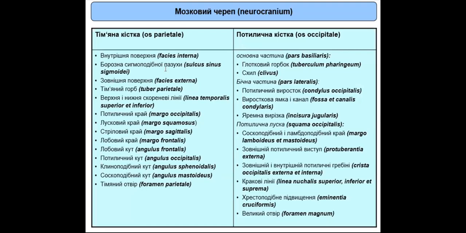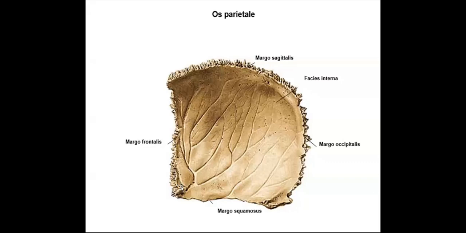Next, the parietal bone. The parietal bone is a very interesting and very important bone because you remember that in this bone there are only two surfaces, cerebral and external. Next, there are four margins and four angles. The angles are frontal, occipital, mastoid, and sphenoid. If you remember these angles, you can very simply understand what fontanelles are present in a skull.